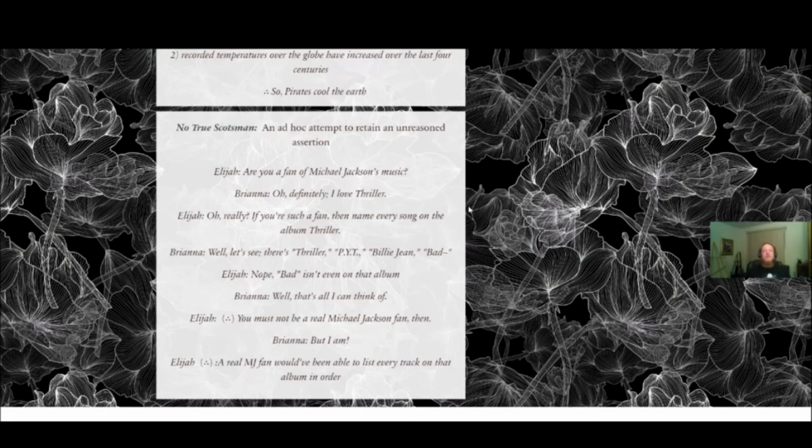And Elijah says, well, you must not be a real Michael Jackson fan because you obviously are not able to tell these albums apart. Well, then Brianna says, I am. I know all the lyrics to these songs. No, Elijah says, a real Michael Jackson fan would have been able to list every track on that album in order. According to whom? Well, according to Elijah. So what Elijah's doing is coming up with a special definition here of what it means to be a Michael Jackson fan.